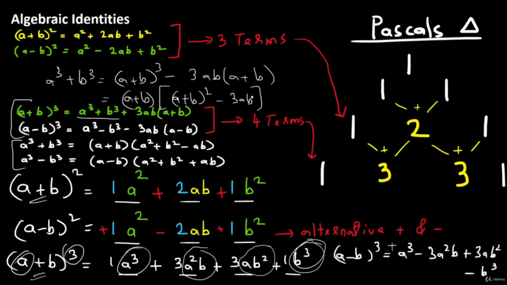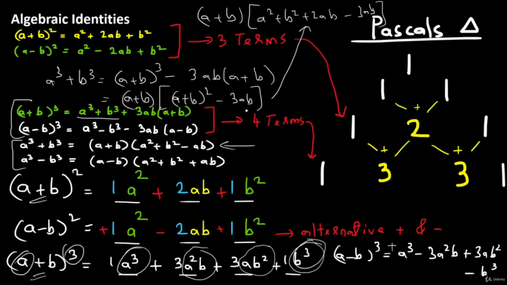Now what is the simplification of this? Let me write that over here for the purpose of space. So I have a plus b into a plus b the whole square, which is a square plus b square plus 2ab minus 3ab, right? So that gives me a plus b into a square plus b square minus ab, which is this equation over here. Similarly, a cube minus b cube will be a minus b into a square plus b square plus ab.